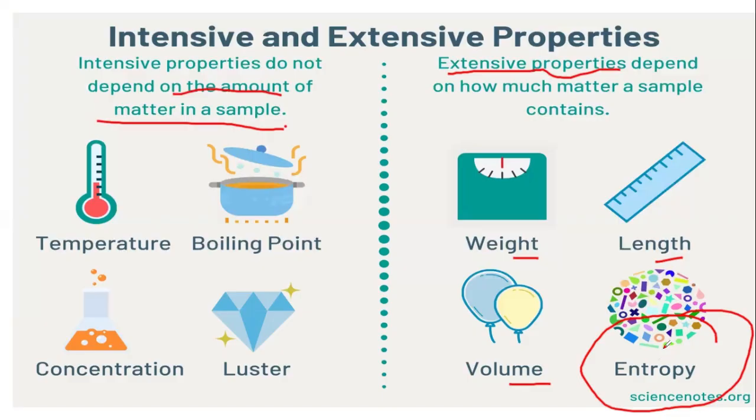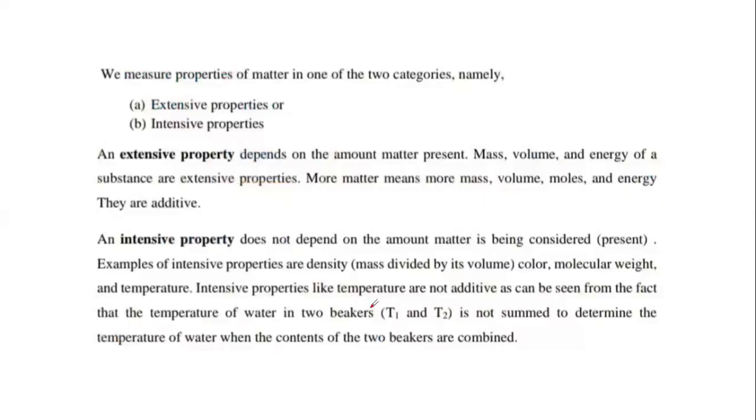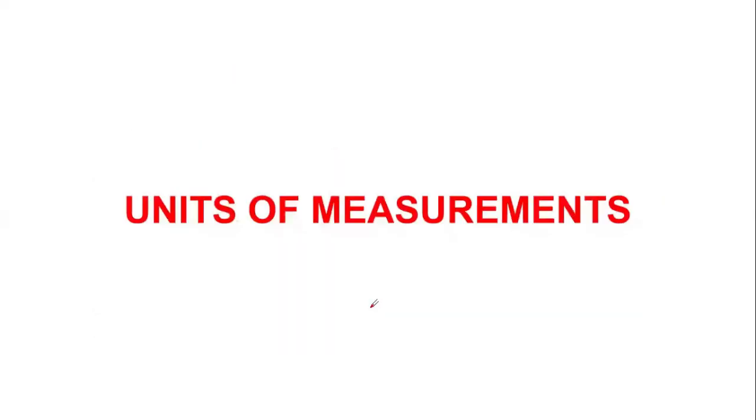And then even the volume there. So these are examples of extensive properties, and these are examples of intensive properties. So take note and know them. And then these are the notes for you to read. And then now we can go to the units of measurements. Before I continue, does anyone have a question? Okay, no question. So, units of measurements.